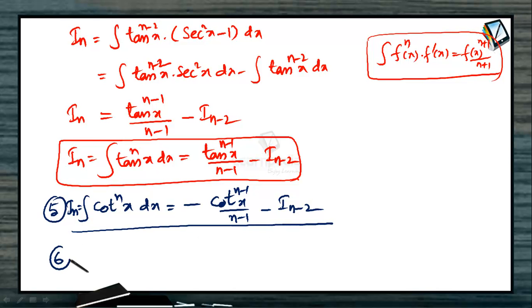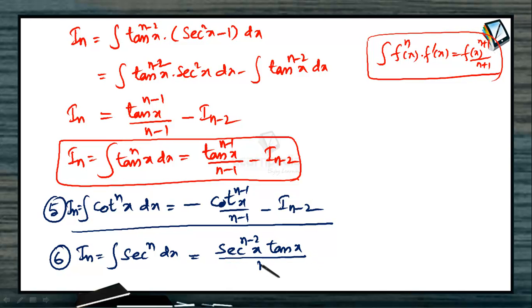Now the sixth one: I_n equals the integral of secant to the power n dx, which can be written as secant to the power of n minus 2 x times tan x by n minus 1, plus n minus 2 by n minus 1 of I_{n-2}. This is the sixth reduction principle.